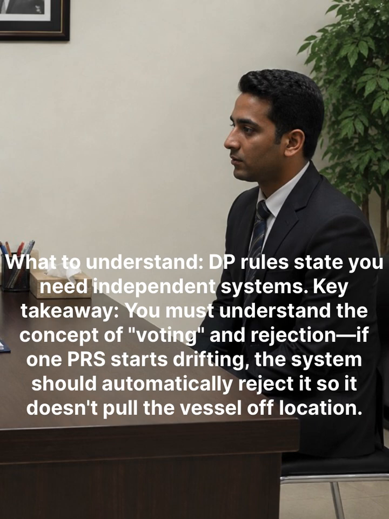What to understand? DP rules state you need independent systems. Key takeaway: you must understand the concept of voting and rejection. If one PRS starts drifting, the system should automatically reject it so it doesn't pull the vessel off location.